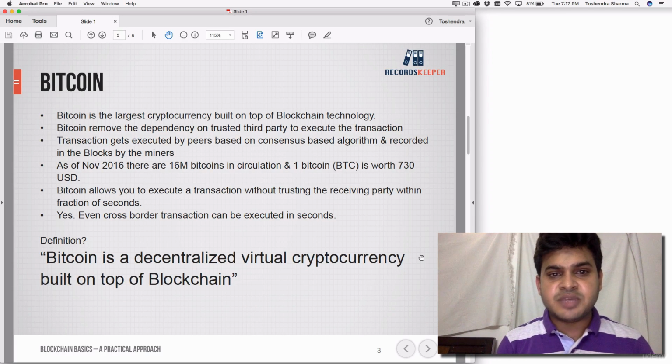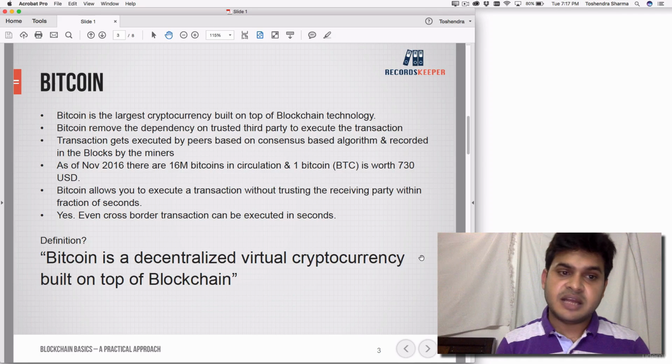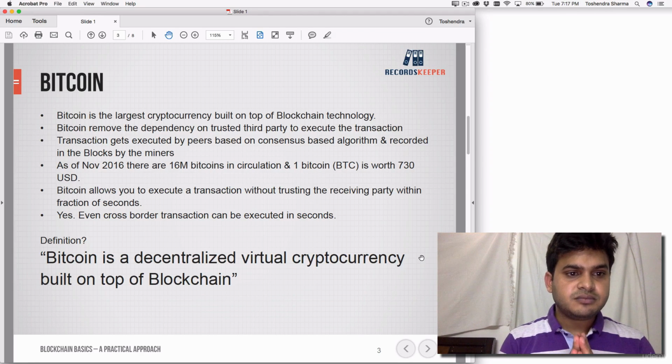Transactions get executed by peers based on the consensus based algorithm, again a property of the blockchain. Yes, it is recorded in the blocks by the miners. What are miners? We'll talk about it in this lecture only.